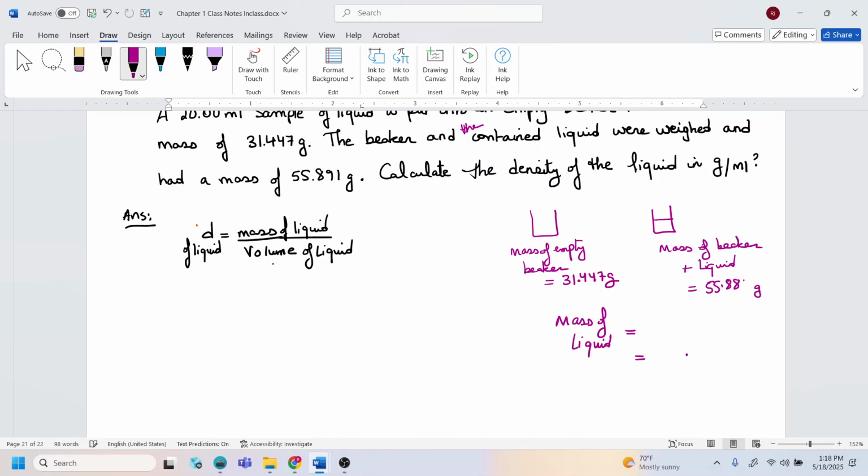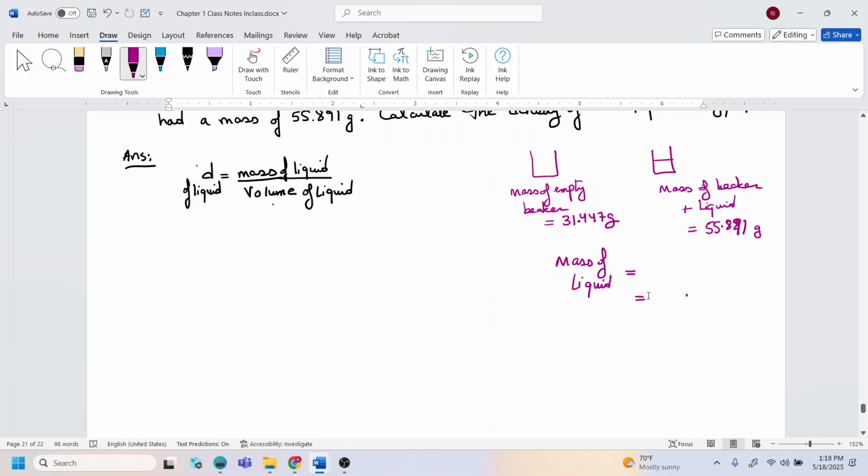55.891 grams. I needed just the mass of the liquid, you guys, because when you get the density, it's going to be the density of the liquid, so it's going to be just the mass of the liquid. To get the mass of the liquid, just subtract these two from each other. You're going to do 55.891 minus 31.447. You always subtract an absolute value and you do the bigger minus the smaller. You can never have a negative mass.